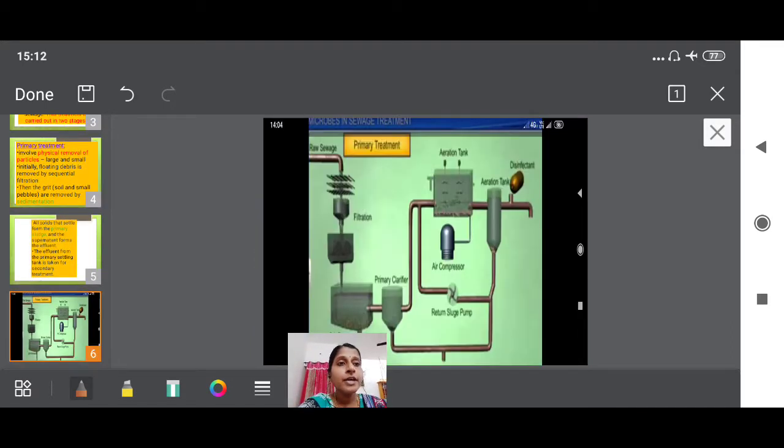Okay. If I show you the diagram, it will be much clearer. See, here this part is the primary treatment and this part is the secondary treatment. In this primary treatment, you can find 3 screens, isn't it? These screens are acting like filters. The raw sewage which is coming from the municipal places is being screened, filtered, by the screens.